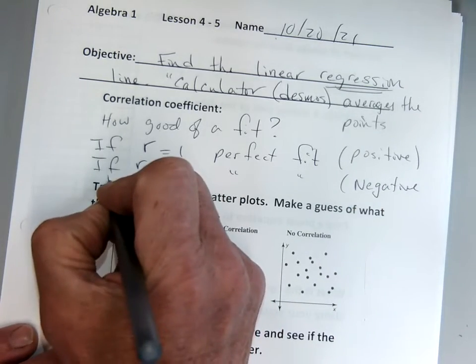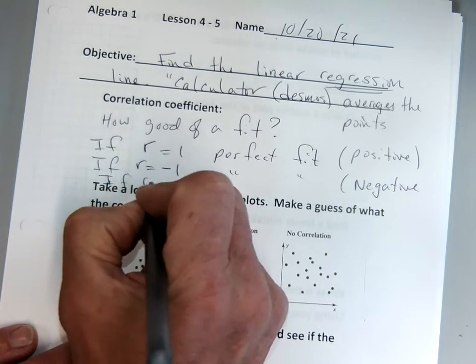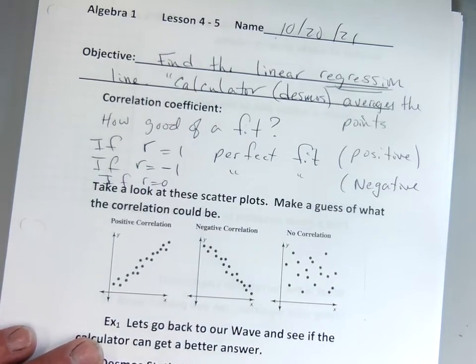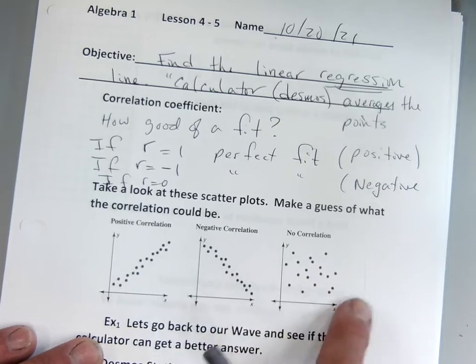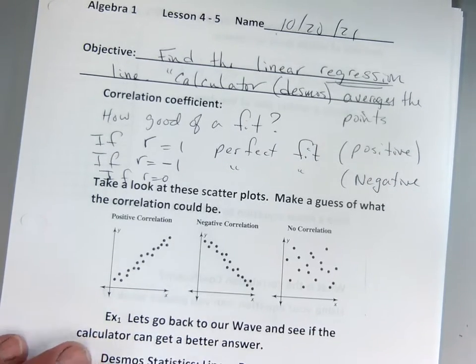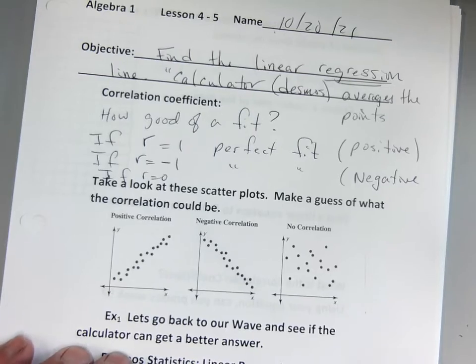If R equals 0, what do you think? It's like that, isn't it? There's no correlation. Because short people are smarter than tall people, right? Right, Jay? Short people are smarter than tall people, right? Absolutely, right? Do you believe that? No, there's no correlation at all.